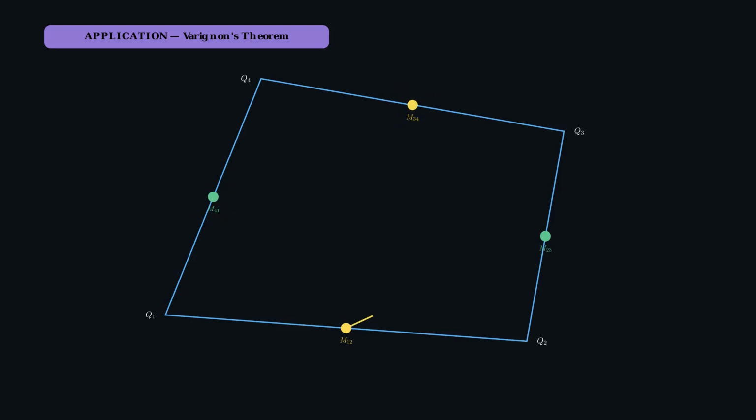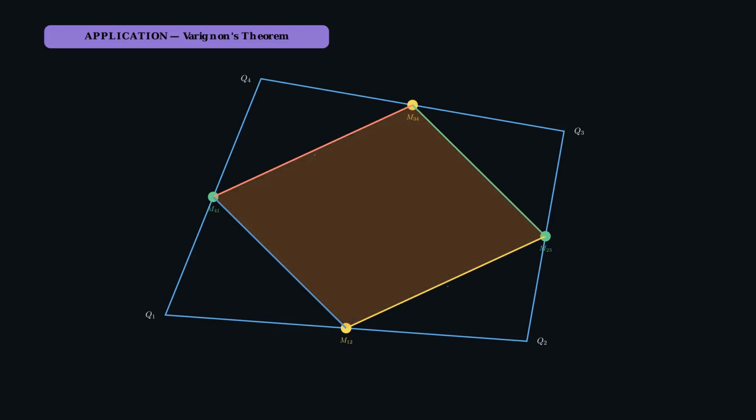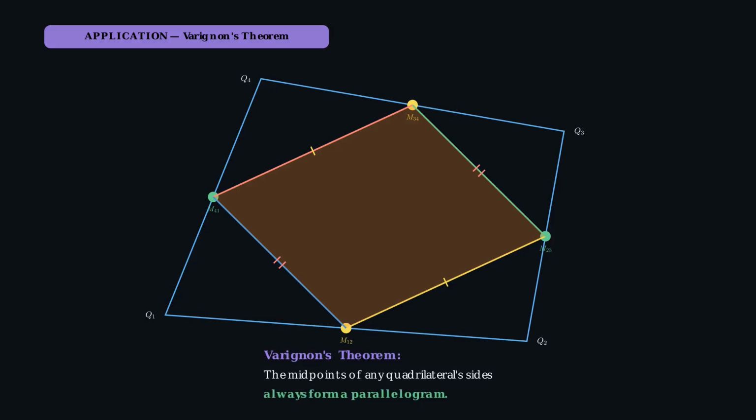A beautiful application. Varignon's theorem. Take any quadrilateral, any four-sided shape at all, even a completely irregular one. Mark the midpoints of all four sides. Now connect consecutive midpoints to form an inner quadrilateral. By the midpoint theorem applied twice to the diagonals of the original quad, each side of the inner shape is parallel to a diagonal and half its length. Therefore, opposite sides of the inner shape are parallel and equal. The inner quadrilateral is always a parallelogram, no matter what the outer shape looks like. This is Varignon's theorem, and the midpoint theorem is its engine.